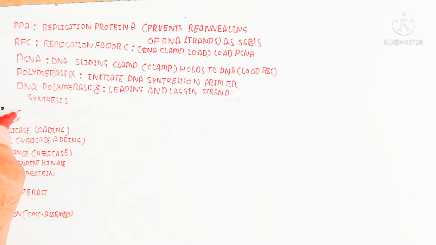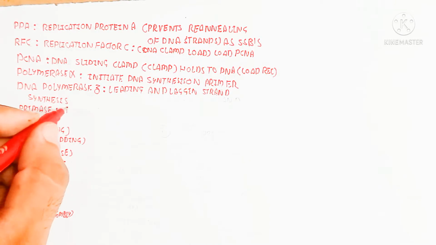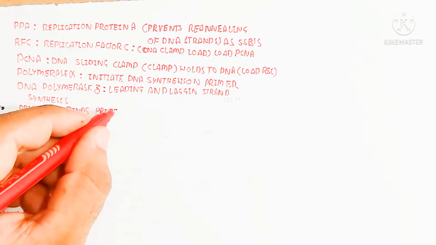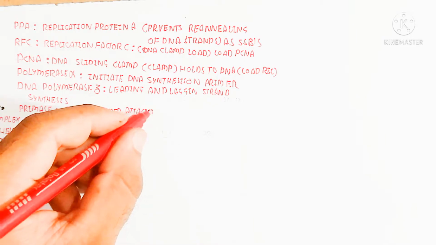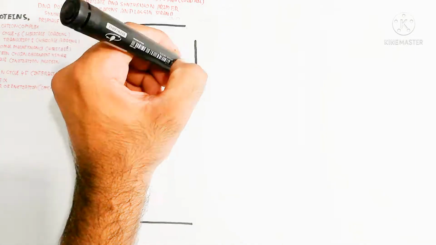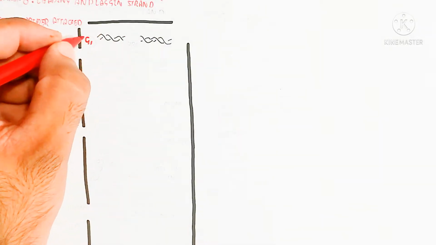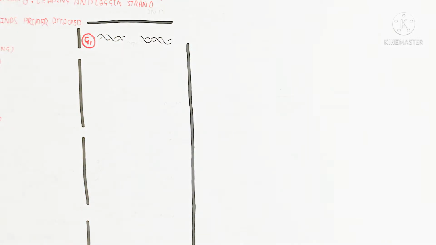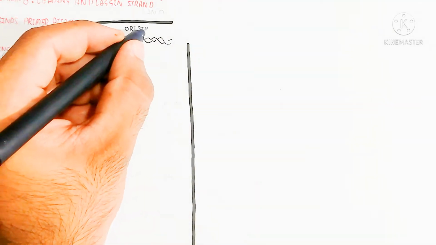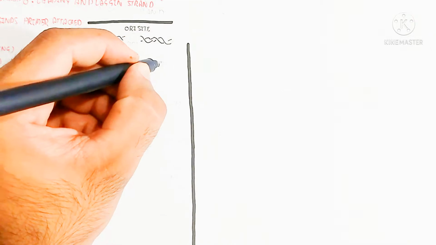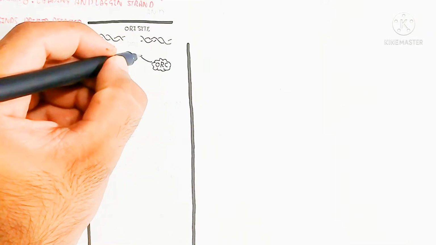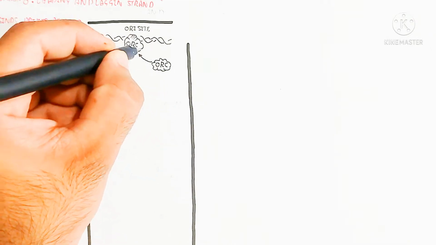So let's begin to understand the mechanism of the attachment of these proteins and initiation factors to initiate DNA replication. Here is the ORI site, where the DNA replication bubble will occur. The ORC will be bound to the ORI site.